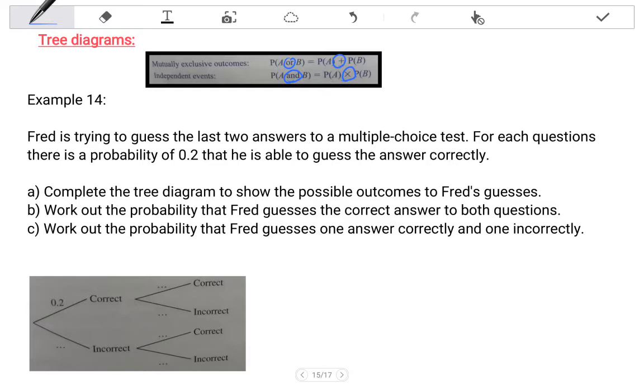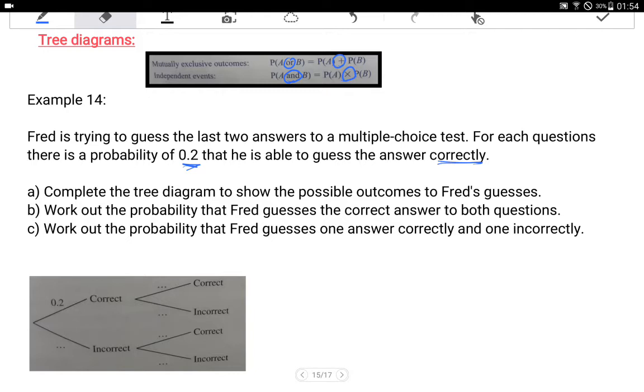Some problems require using both of these principles together. Tree diagrams are one way of doing this. A tree diagram is simply a way of representing a sequence of events. A tree diagram records all possible outcomes in a clear and uncomplicated way. Let's take a look at a simple example.